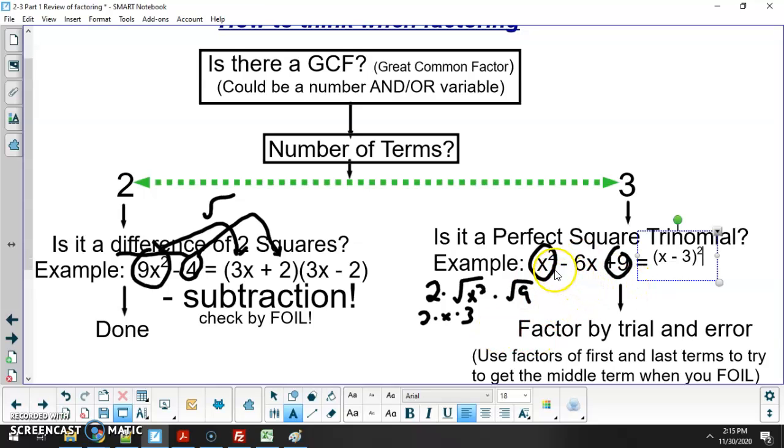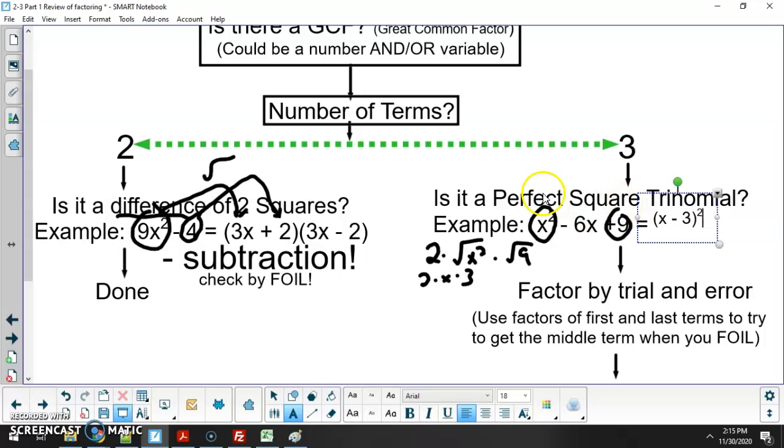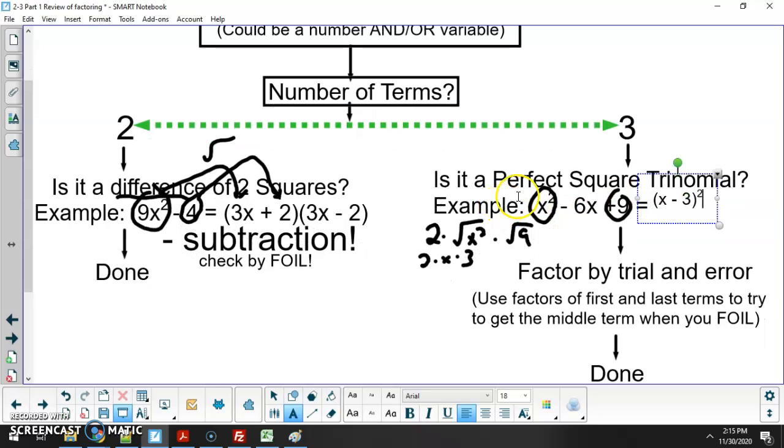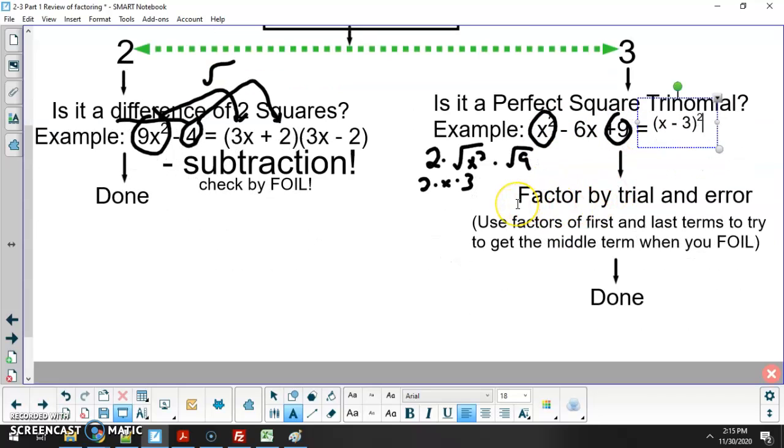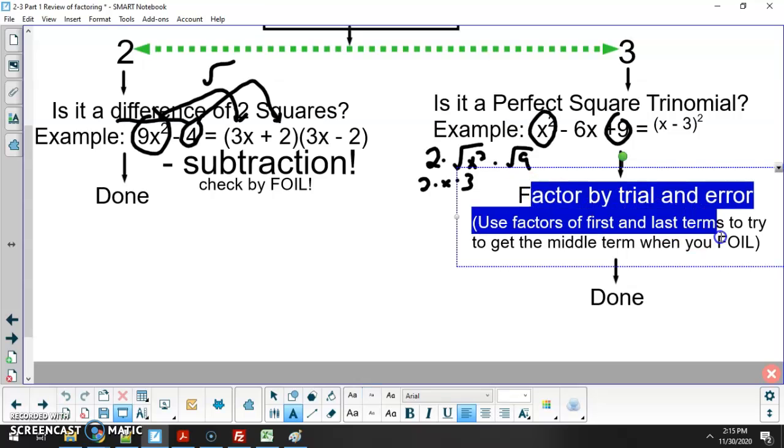Now, not all trinomials are perfect square trinomials. In fact, this is a very rare type. If you see this, it will help you out sometimes. But mainly when you have a trinomial, you want to factor by trial and error.